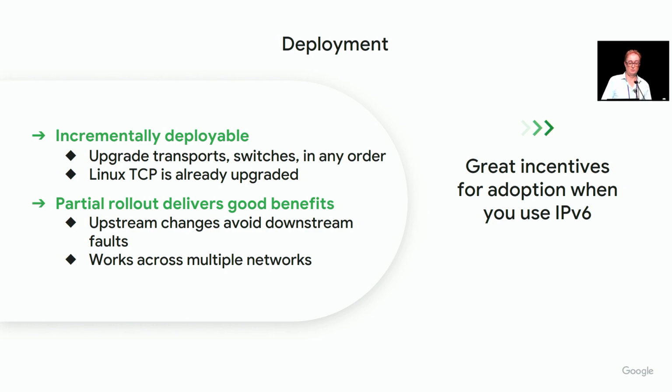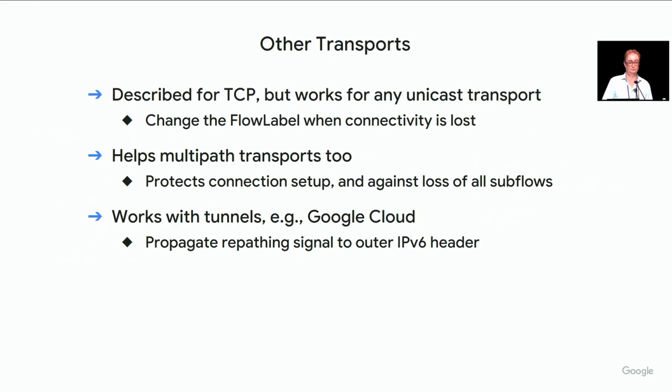PRR also has great deployment incentives, given that you're already using IPv6. It's incrementally deployable, so you can upgrade senders, receivers, and switches in any order without constraint. And as I've mentioned, Linux TCP has already been upgraded for a long time. The partial rollout of PRR also delivers very good benefits. This is because if you can change the path upstream of a fault, you avoid a downstream issue. This also means that you can work across multiple networks. An upstream provider is able to avoid some issues in downstream networks using this technique, which is very valuable.